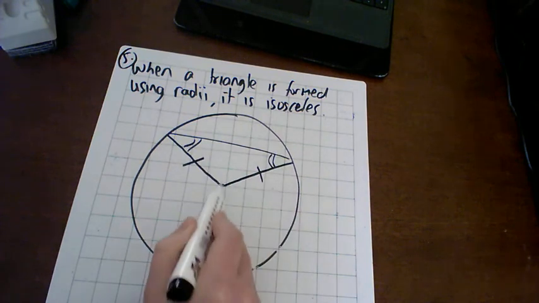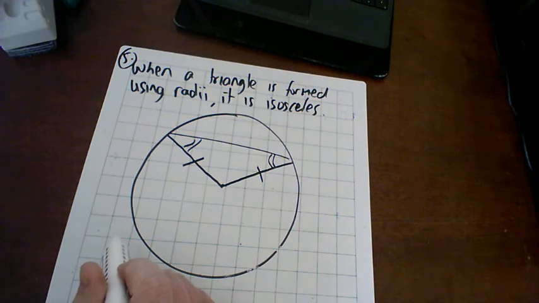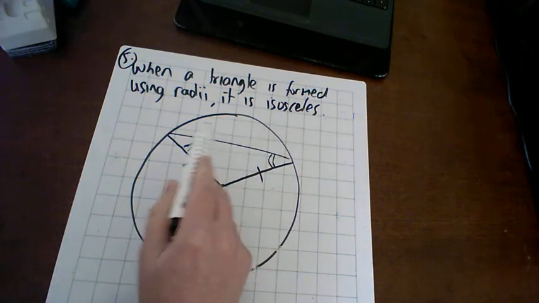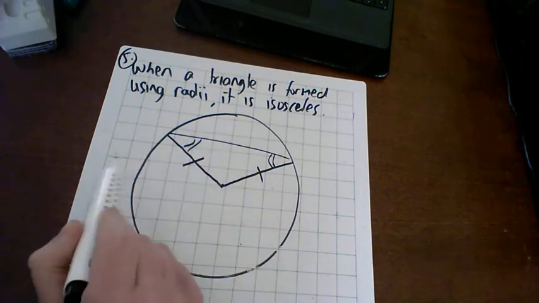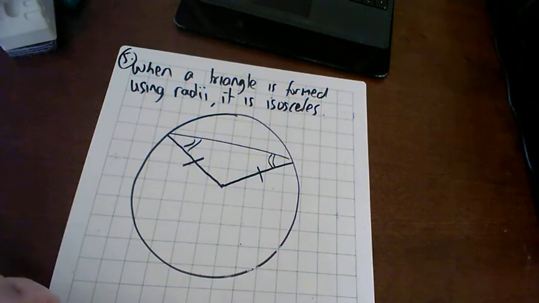And if I did that with any triangle using two radii, it would give me an isosceles triangle. Now there is a certain point where it will become equilateral if all three sides are the same, but unless they state that, you can't assume it, but you can say that it's isosceles.